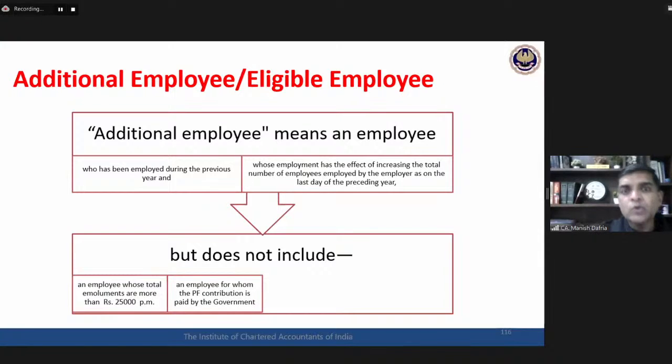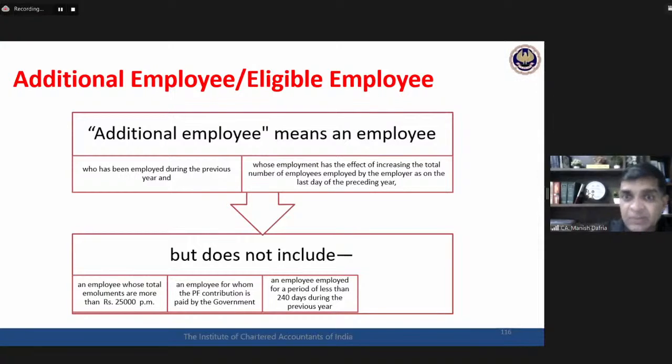An employee for whom the PF contribution is paid by the government. If this is an employee whose PF contribution is not paid by the employer but being paid by the government, then that will not be treated as additional employee here. For this employee, 80JJAA would not be available.